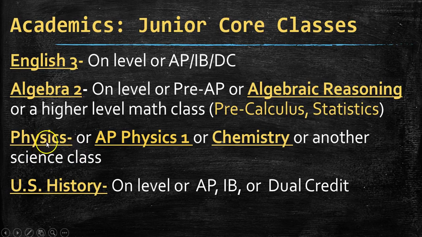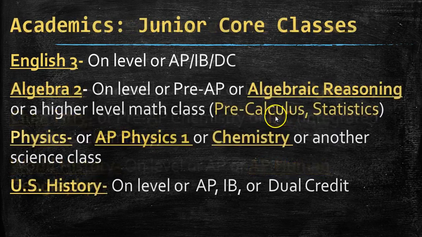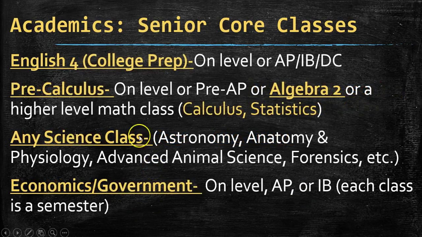Science classes. Most of you will take physics or AP Physics 1. If you chose IPC as a sophomore, then as a junior you will take chemistry, or you can take physics. You have to take either chemistry or physics to satisfy your science requirements. Then your history course will be U.S. history. Everyone takes U.S. history. That will be either AP, IB, dual credit, or on-level U.S. history as a junior. As a senior, you will take either English 4 or college prep English.